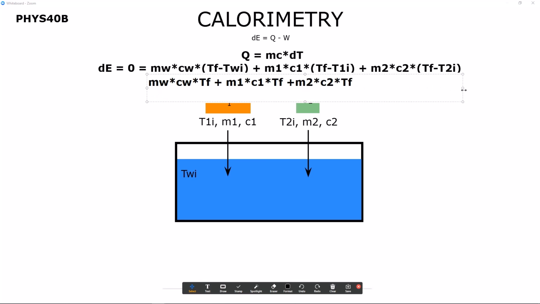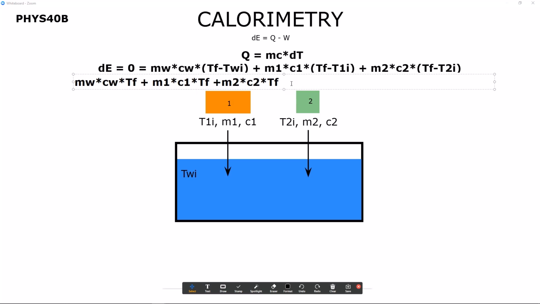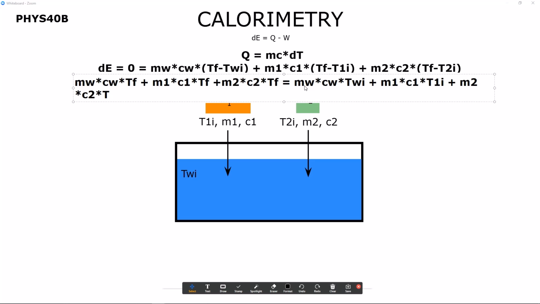let's expand this. And then, if we split this up, we have a negative here, so we would have negative mW times CW times TWI, T1I, etc. So we can move that to the other side of the equation: mW times CW times TWI plus m1 times C1 times T1I, and then, of course, the last term. So you can see why this is kind of tedious, but once you've done it a couple times, you'll be able to start skipping steps and get it done a lot faster.